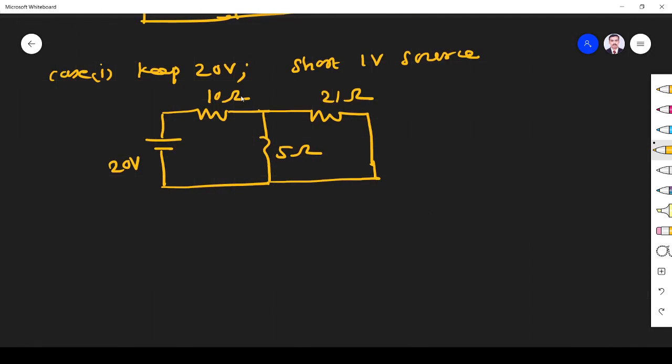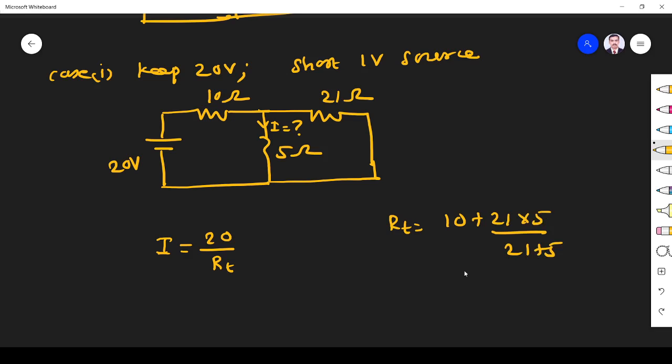Okay, now I need current through this. So I have volt and resistance, so I find total current first. So current supplied by 20 volt. In order to find it, I need 20 by total resistance. So what is R total? R total is, this is 10, this 21 and 5 are parallel, so I can write as 21 into 5 divided by 21 plus 5. So R total becomes 14.03 ohm. So I is equal to 20 by 14.03, that is equal to 1.42 ampere.